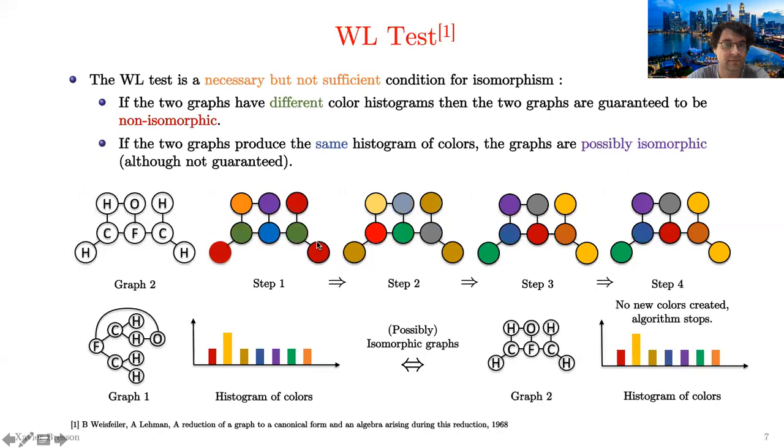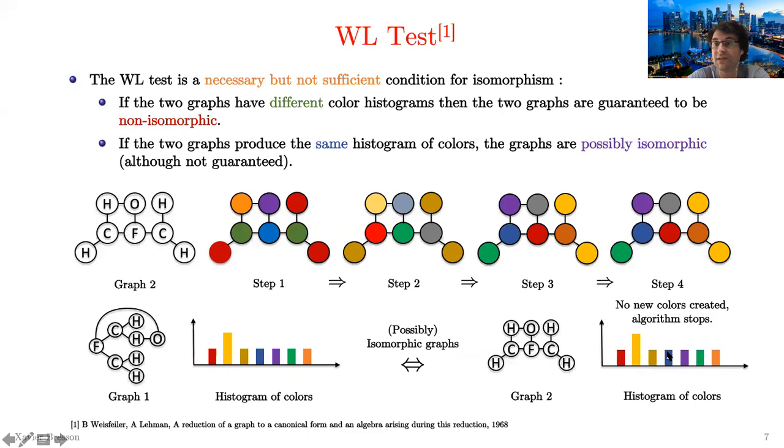So what we're going to do, if we want to compare two graphs, is apply the same process to a new graph. This is graph number two. Again, we will produce a histogram of colors, which is going to be here. And then what we simply do is compare the two histograms.